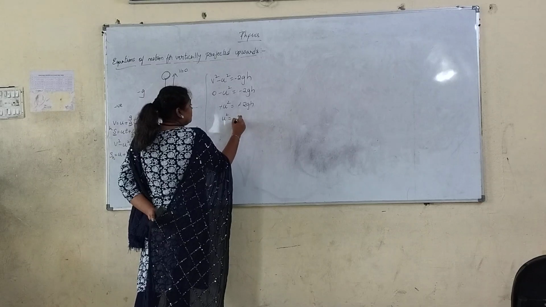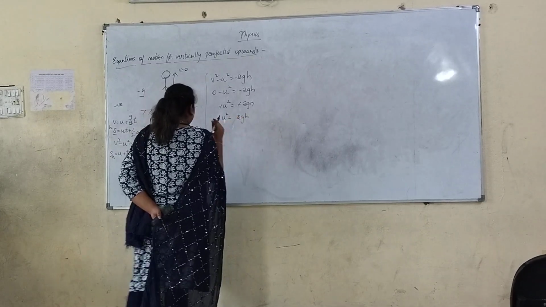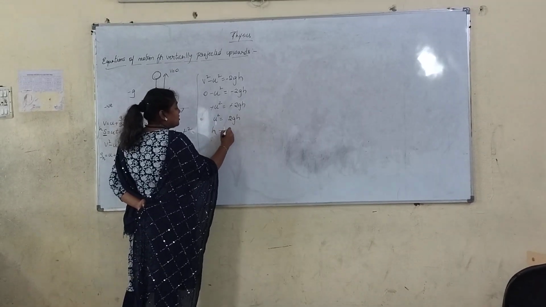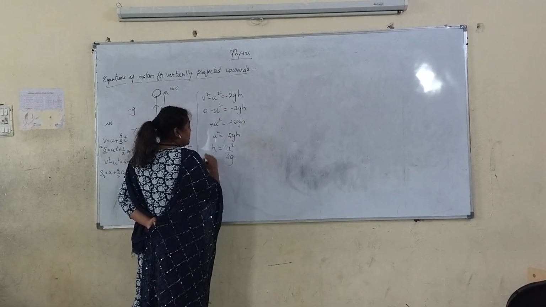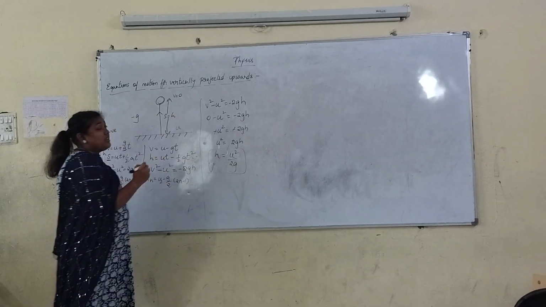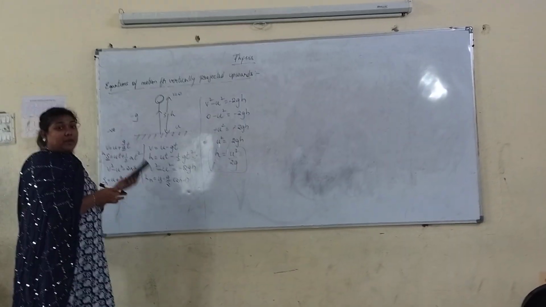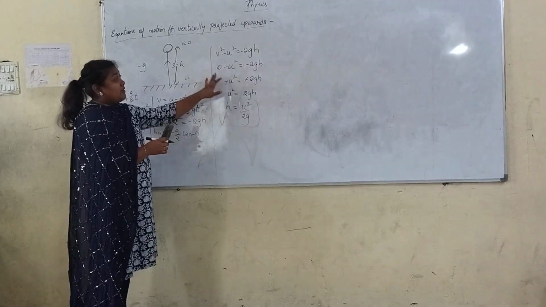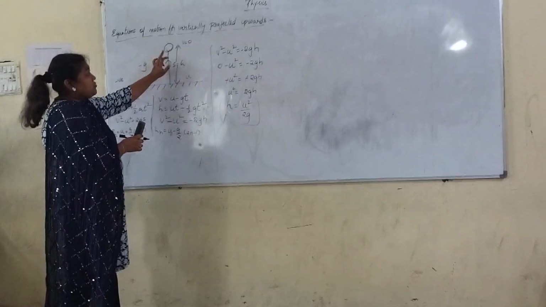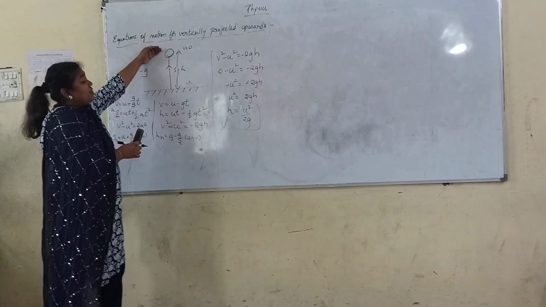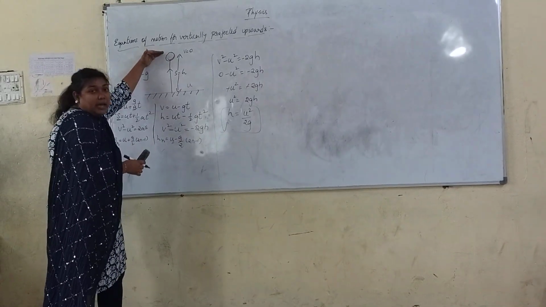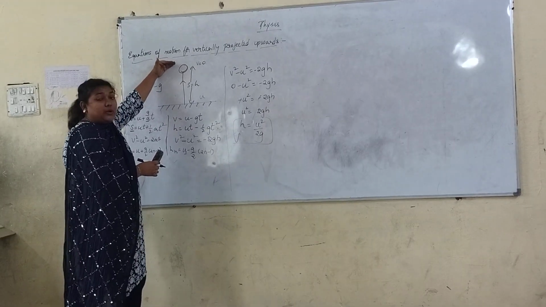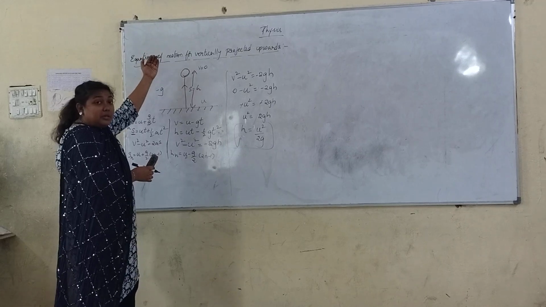So u square equals 2gh. From this, the maximum height h equals u square by 2g. This is the maximum height reached when the object is projected vertically upwards. So h equals u square by 2g, and the condition here is that v equals 0. Why? Because when the body reaches the maximum height at the top, the final velocity becomes 0. Whenever the final velocity becomes 0, only then does the object come down to the ground again.